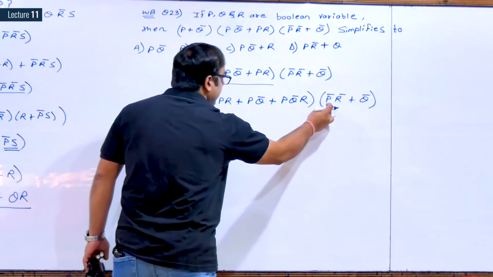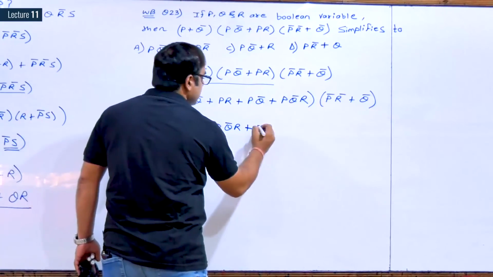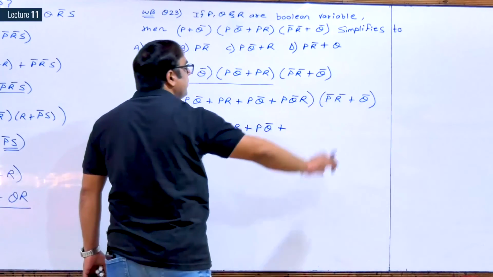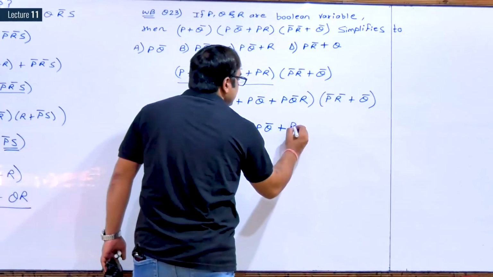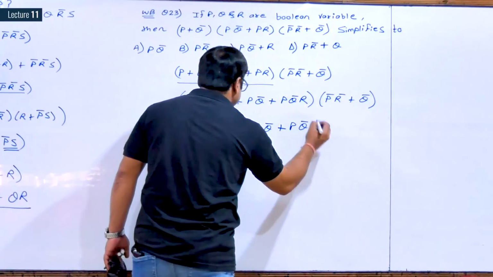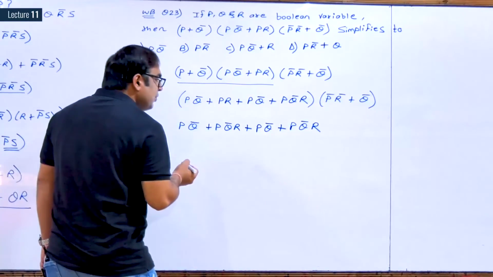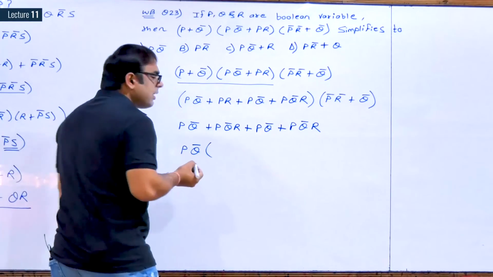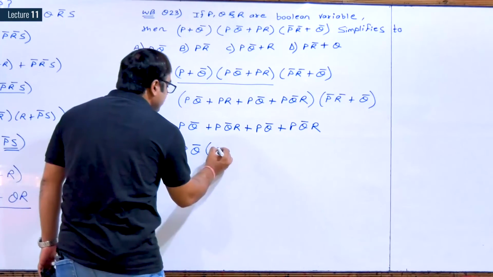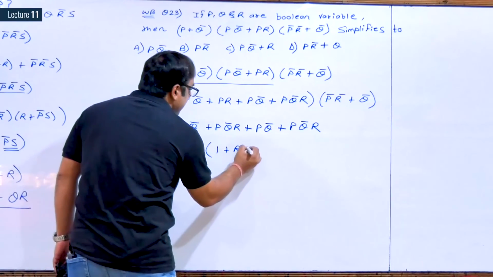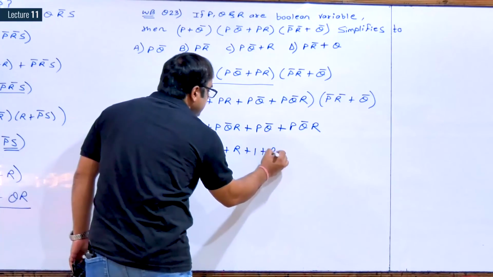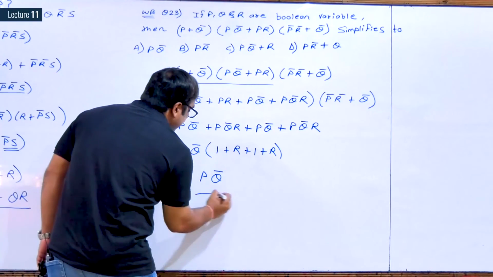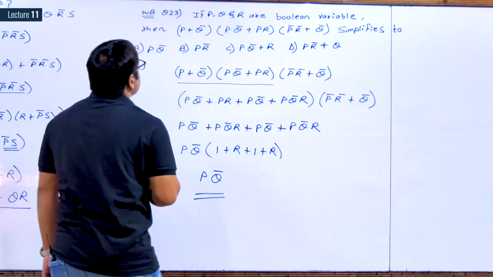P dot P complement will again cancel out. So this is P dot Q complement. P dot P complement will again cancel out. So this would become P Q complement R. If you can see, I can take P Q complement common. 1 plus R plus 1 plus R. So your answer will be simply P Q complement.